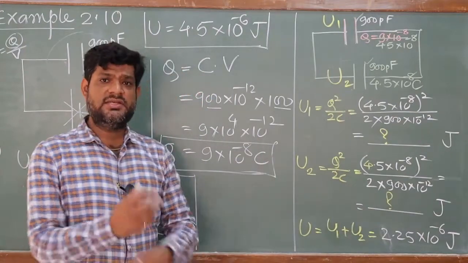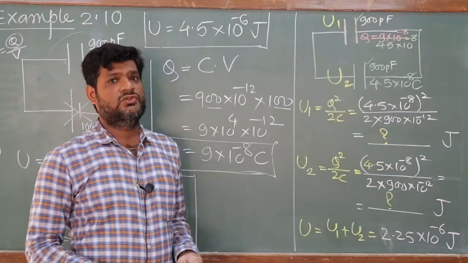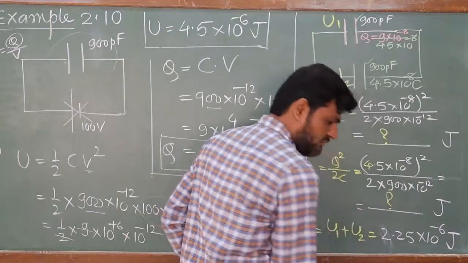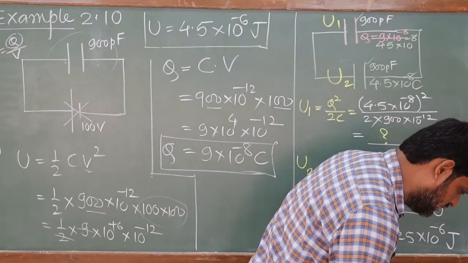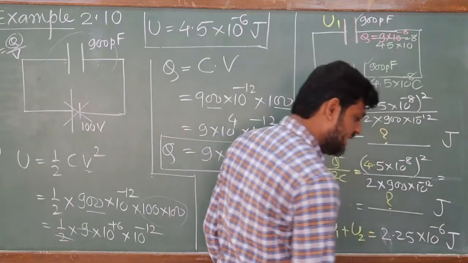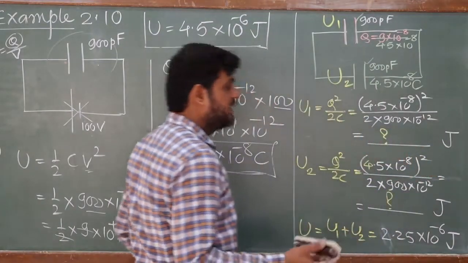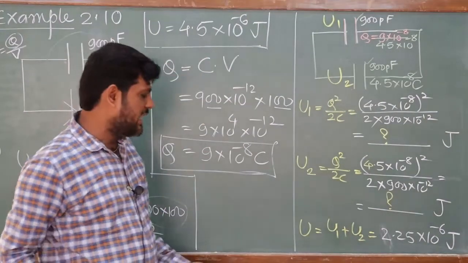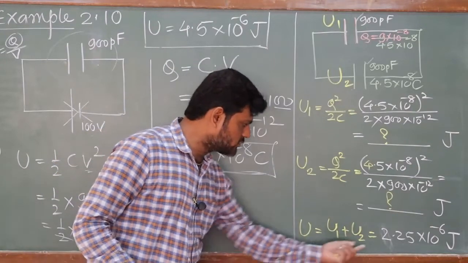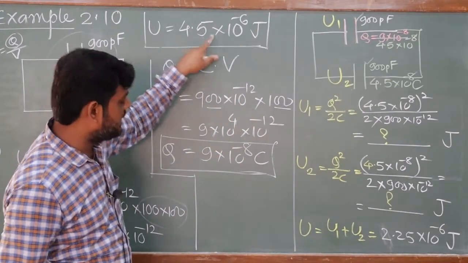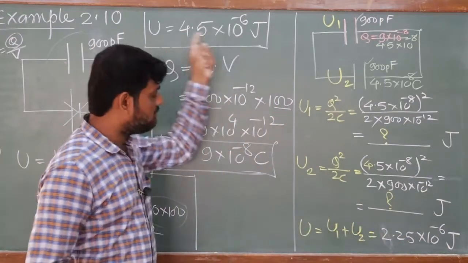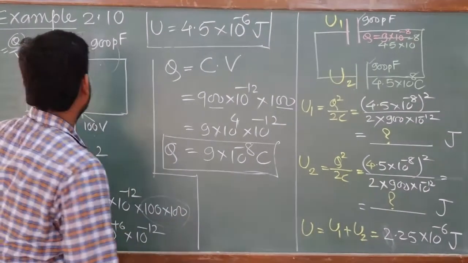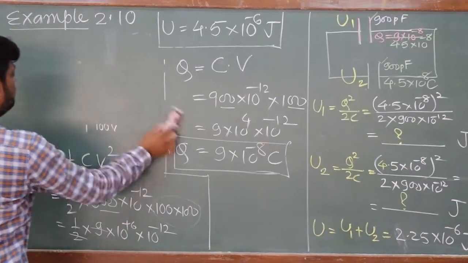The same numerical is given in the exercise also. So we will try the exercise example now. See the exercise example, I think it is number 2.11. In that example, the change in energy is asked directly. So you have to follow all the procedure, and just add one step: take this U, 4.5, minus this U, 2.25, and you get the change in energy. Understand? Okay.